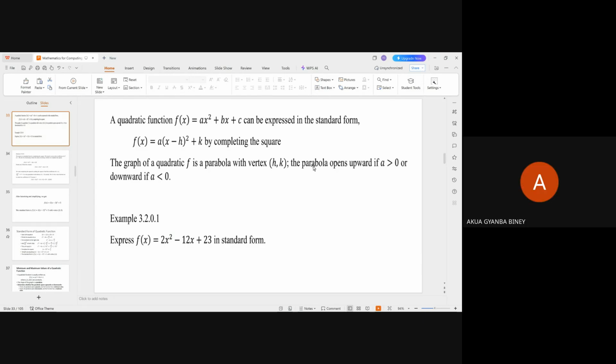It is trying to say that in your function, if a is greater than 0, then the parabola will be like a U. When you are drawing it, it will be like a U. But if the coefficient here is less than 0, then it will be like an n. We will see that in a bit. I tried to get a graph to represent it. You will see it in a bit.